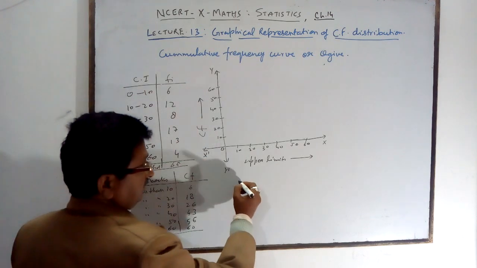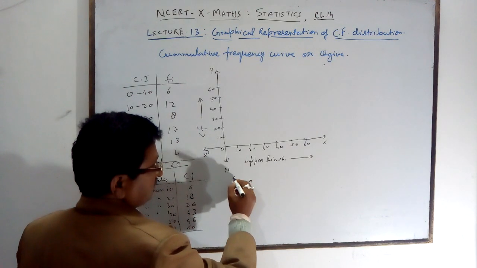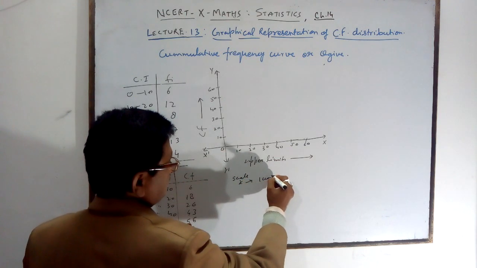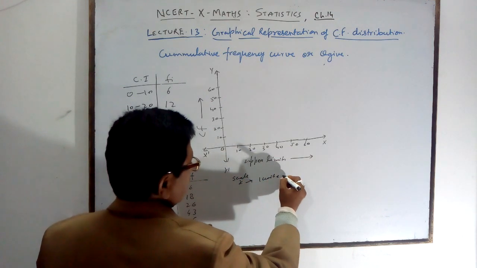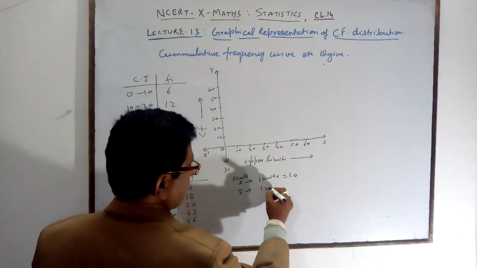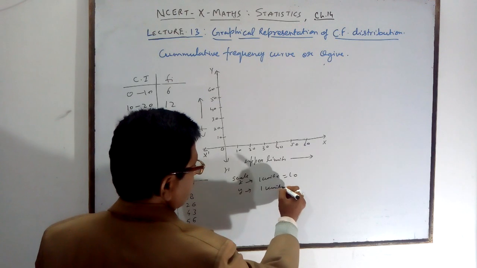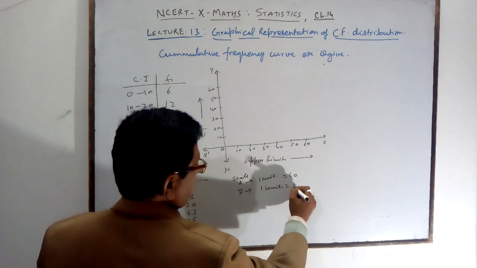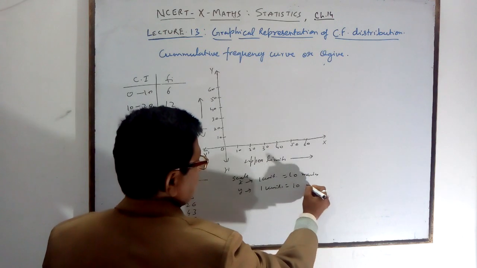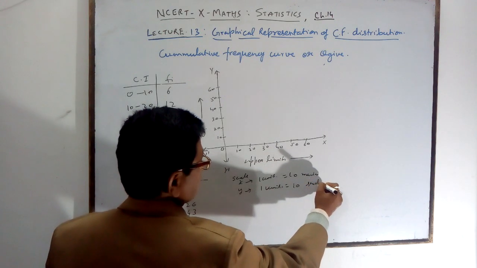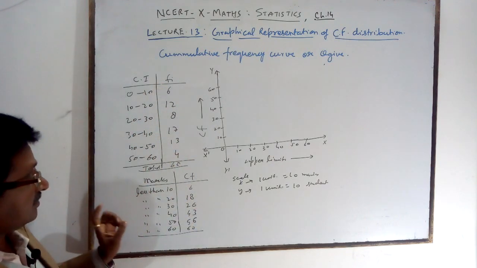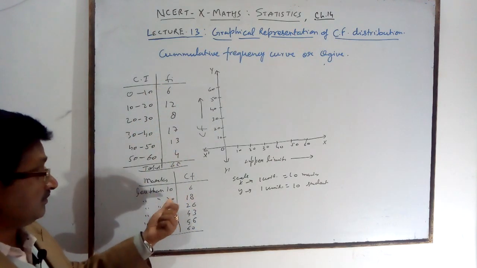And the scale: on the x-axis, 1 unit is equal to 10, and on the y-axis also 1 unit is equal to 10. That is 10 marks here and 10 students, the number of students. So like this, start the drawing of coordinate geometry.